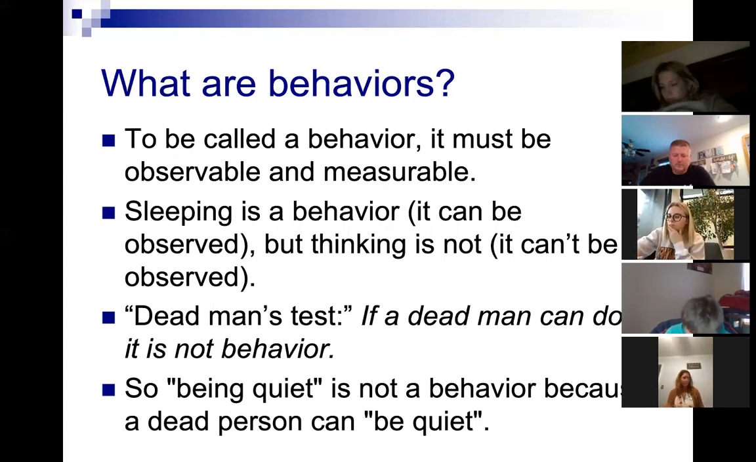So when you are writing goals, ask yourself, can a dead man do what I just wrote a goal about? Because if a dead man can do it, it's not a good goal. So, Johnny will be quiet during science class is a bad example of a measurable goal or a behavioral objective, because dead people are always quiet, right? So if you hear a supervisor or director in the future talk to you about writing behavioral objectives, behavioral objective equals measurable objective. In order for it to be measurable and observable, it needs to meet that dead man's test.